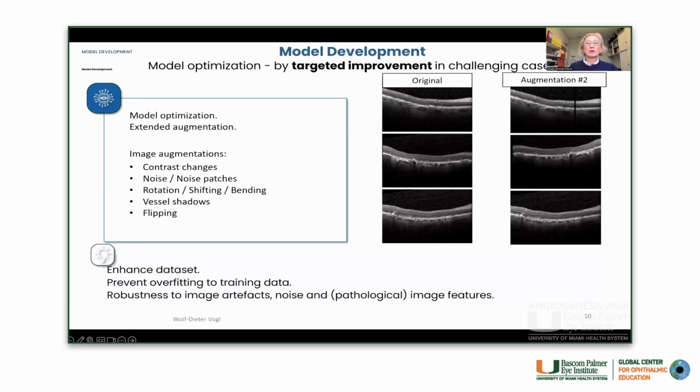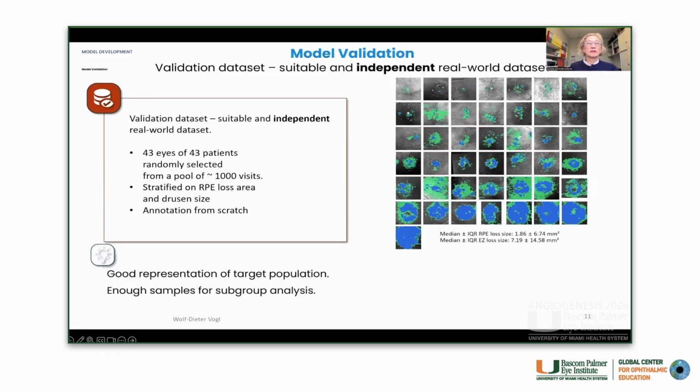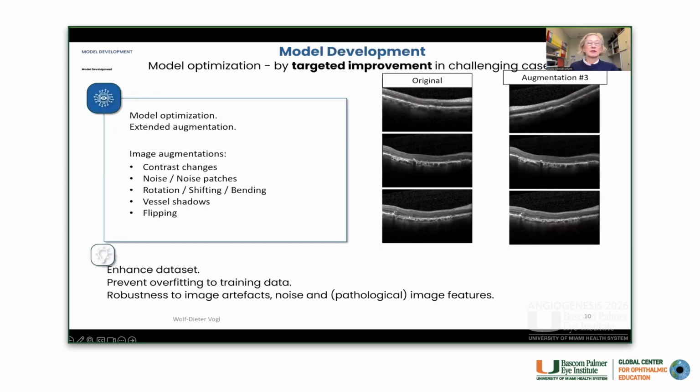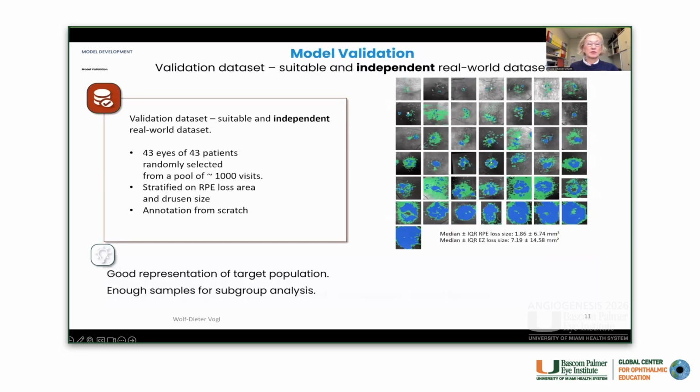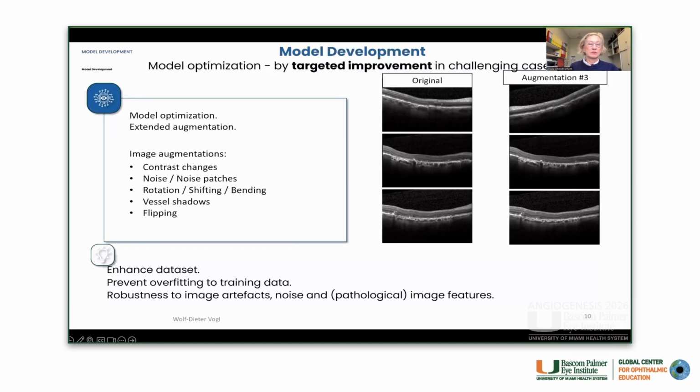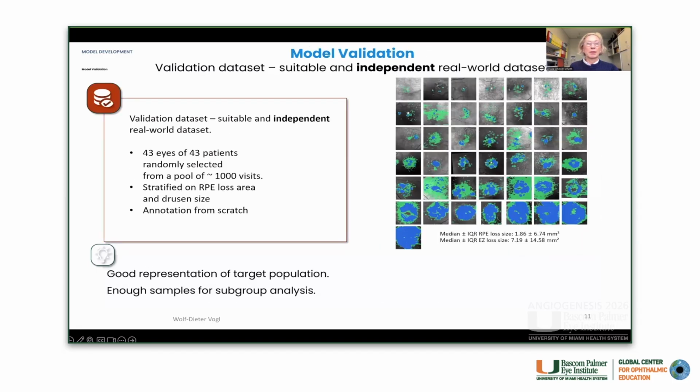Model development: model optimization is done by targeted improvement in challenging cases, and it includes multiple steps for extended augmentation. Extended image augmentations include contrast changes, noise, rotation, shifting, flipping, bending of the image, and vessel shadows. We have to prevent overfitting to the training data and make the algorithm robust to image artifacts like noise and other image features.